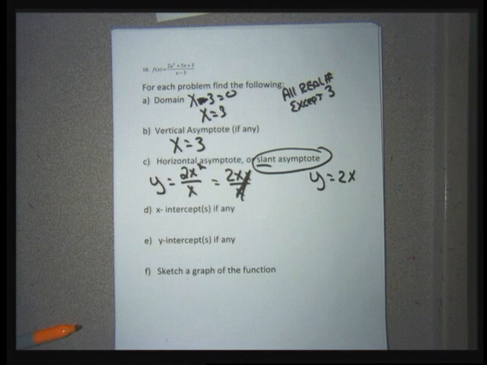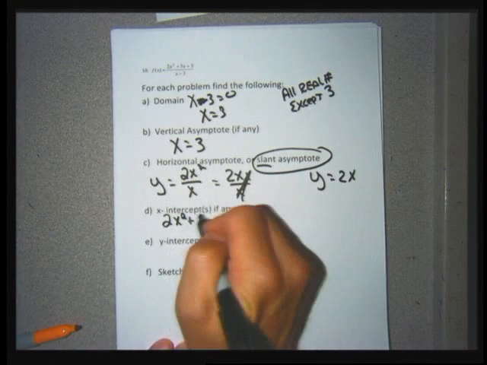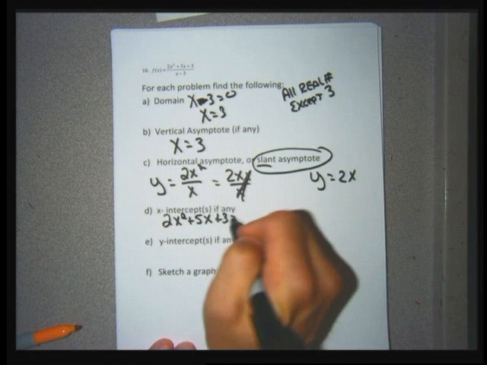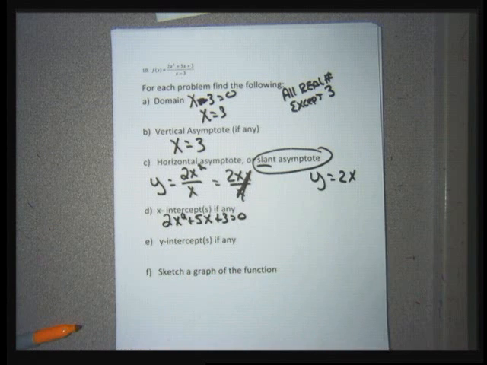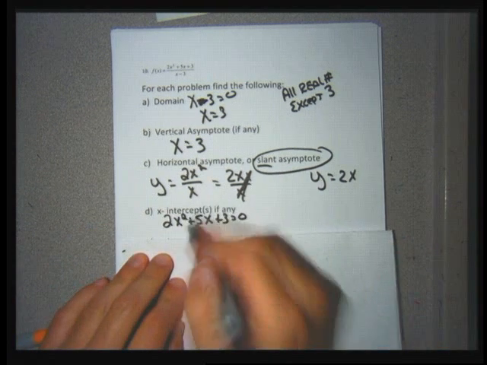Now the x-intercepts. For the x-intercepts, I have to solve 2x squared plus 5x plus 3 equal to 0. I'm going to pull out another sheet of paper just to do that so you can see the factoring just in case factoring's not your friend. This needs to be solved by factoring. I'm going to bottoms up it.